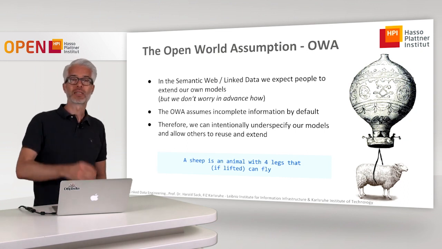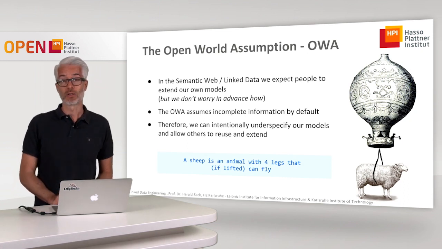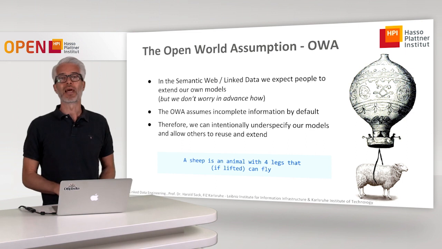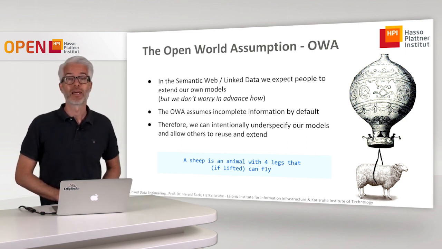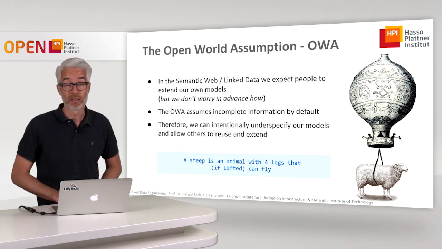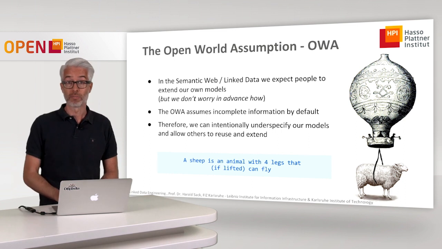So, for example, we can extend also our existing knowledge base that we say a sheep is an animal with 4 legs that, if lifted, can fly. Then we can answer, yes, of course, sheep can fly. So this is the open world assumption.